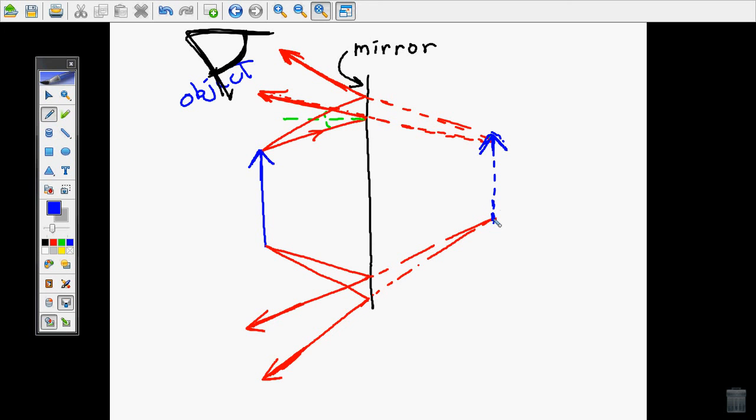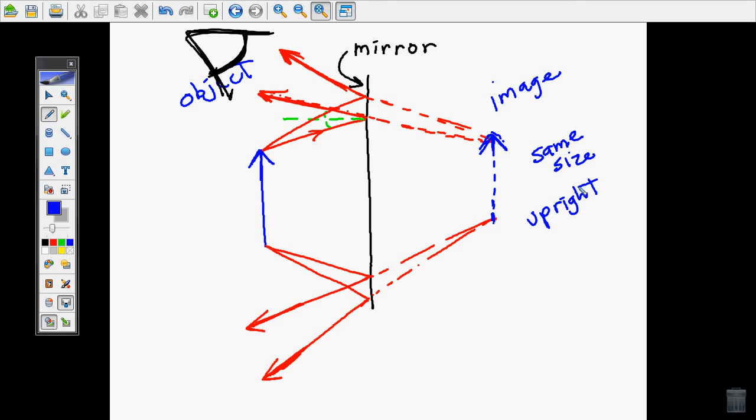So this here is the image. If it's drawn perfectly, it's the same size as the object. It's upright. It's not upside down, it's upright.